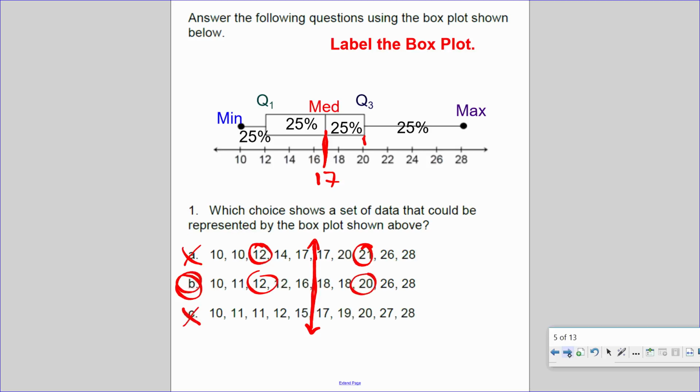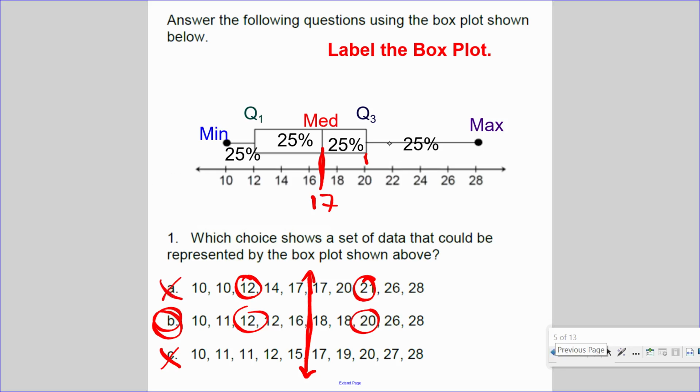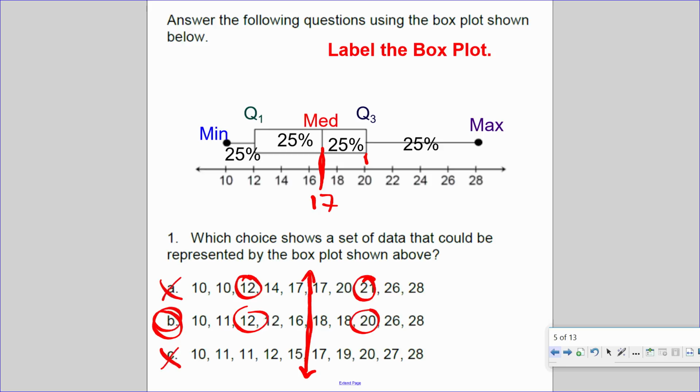Let's interpret the information now. Which statement about the box plot is not true? 25% of the data are above 20. That's true. Above 20, 25% of information is there. The range of the data is 18. It ranges from 10 all the way to 28. That's 18 numbers.